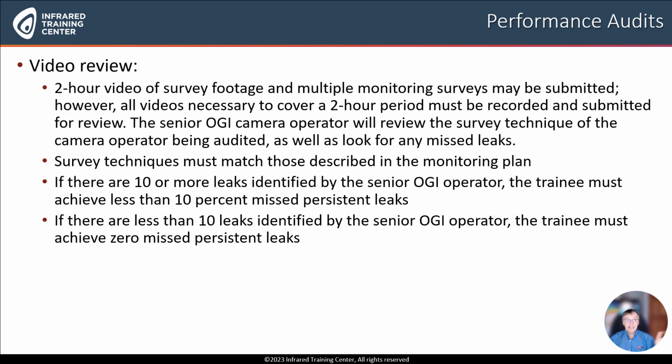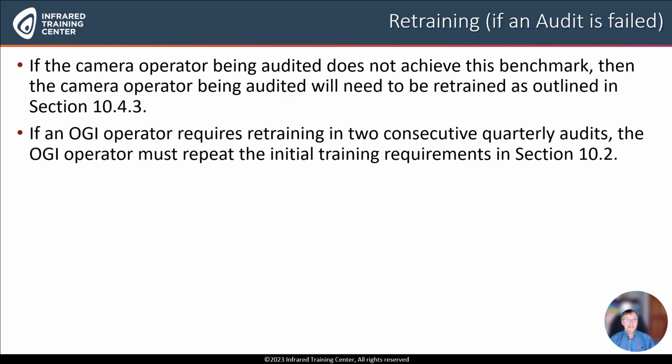In the video review, again, this is a 2 hour video of a survey. Multiple monitoring surveys may be submitted. So you go to one location, you're there for 20 minutes. You go to another, you're there for 30 minutes. So you have to submit up to at least a 2 hour period of your recording. So you arrive at the site, you have a fresh SD card in your camera, start recording, do your whole survey, and as long as you have 2 hours, you can submit that to the senior OGI camera operator, and they will verify that you didn't miss anything, okay?